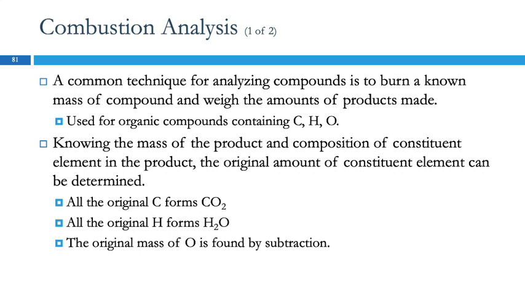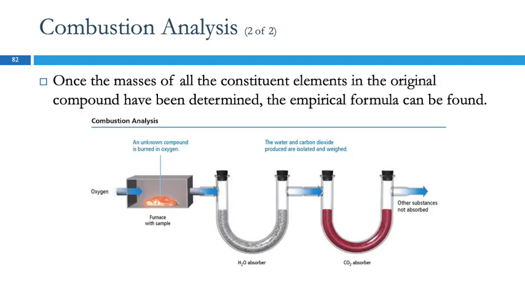Combustion analysis is a technique for finding the empirical formulas of compounds that will burn. And so it can be used for organic compounds that contain carbon, hydrogen, and oxygen. When these compounds burn, all the carbon that was in the compound becomes CO2, all the hydrogen becomes H2O, and then to find the mass of oxygen, we take the mass of the original compound and subtract the mass of carbon and hydrogen. This is a diagram of combustion analysis.